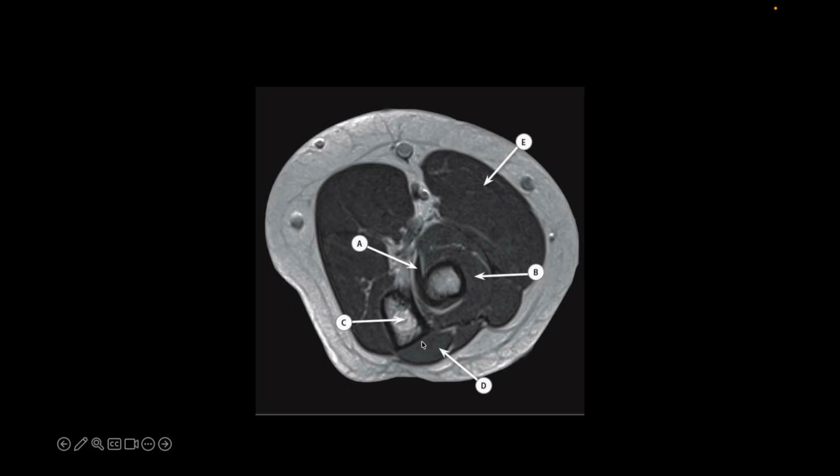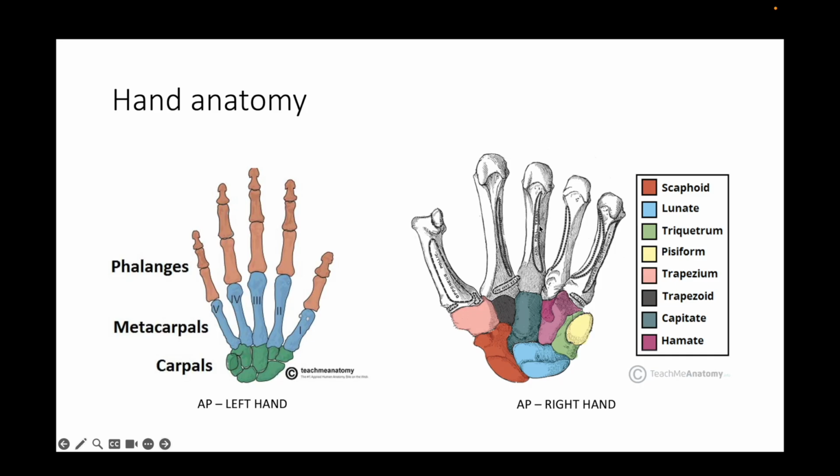C would be your ulna. D would be your anconeus. You're starting to get your eye in. It looks quite a typical muscle at the back of the elbow. And then E would be your brachioradialis muscle. Remember the big fleshy muscle at the lateral forearm. Okay, let's go through some hand and wrist anatomy now.